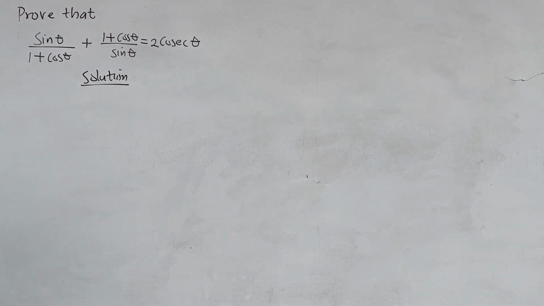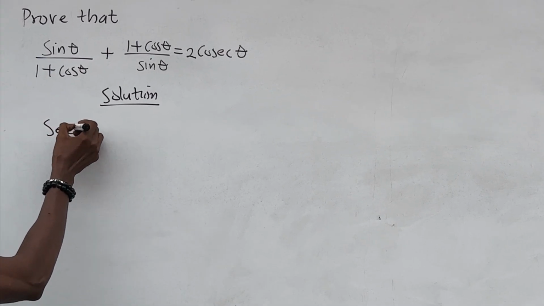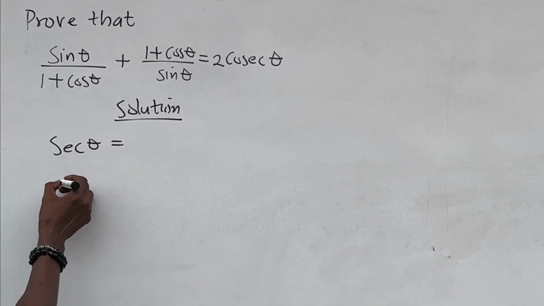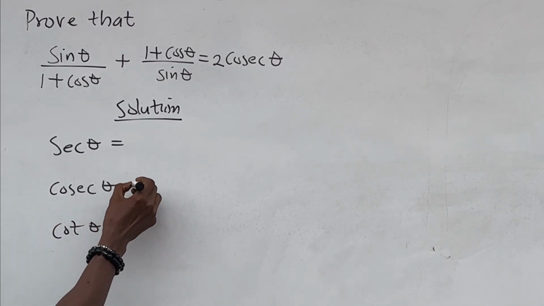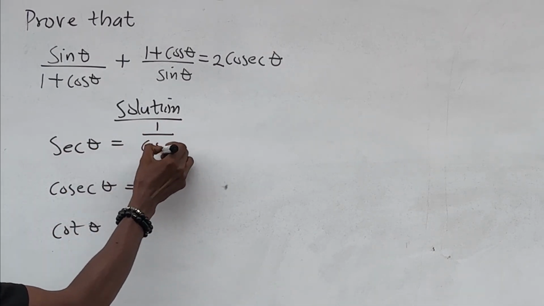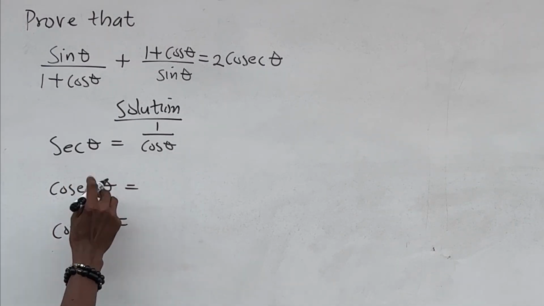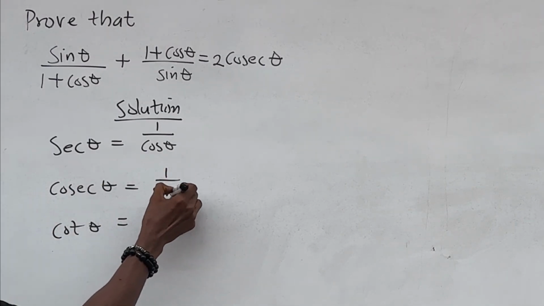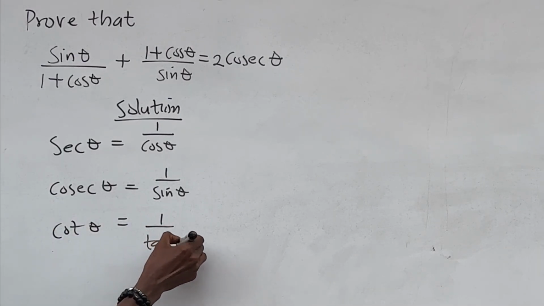Now what I expect that you already know is that sec theta is equal to 1 over cos theta. So sec theta is 1 over cos theta. Cosec theta is 1 over sine theta, and cot theta is 1 over tan theta.